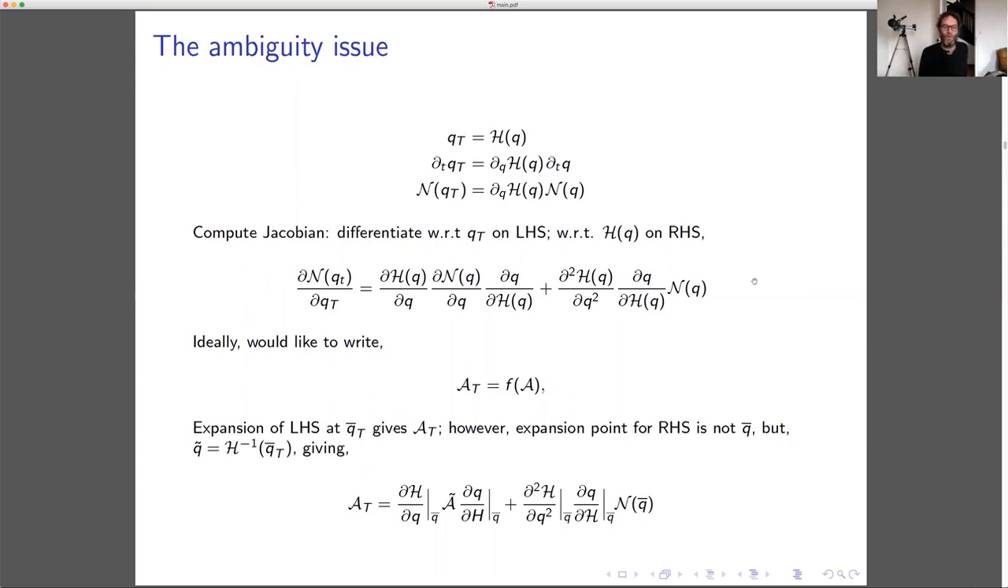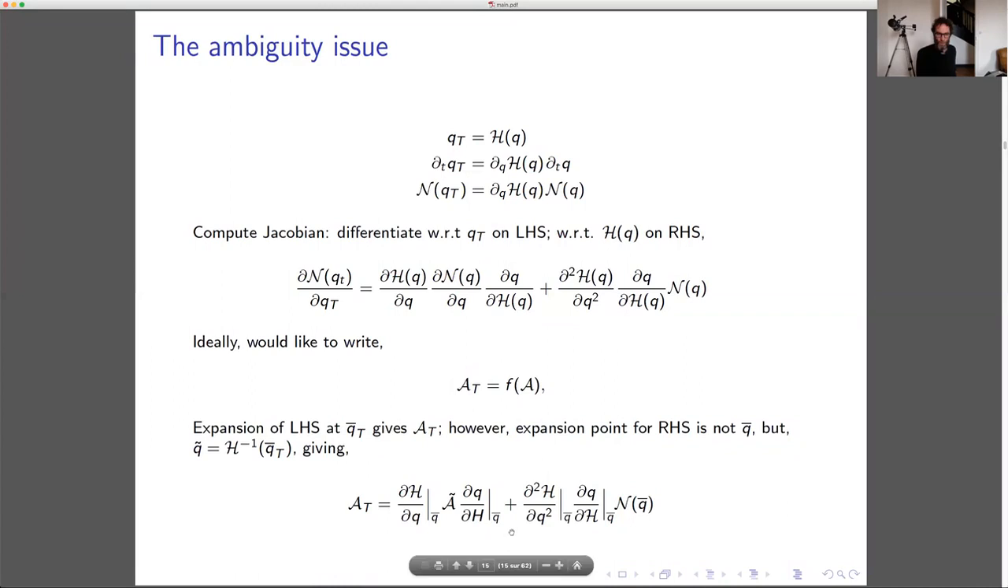And of course, what we're aiming for here is to write down an expression which would give us a relationship between the operator A_t and the operator A. Now, it turns out that that's not as straightforward as we would have liked, because when you expand the left-hand side, you're doing so at the mean of the transformed variables, and that gives you A_t, that's fine, that's what you want. But the expansion point for the right-hand side is not q bar. It's not the time average of the original variable set. It's rather this thing q tilde, which is the nonlinear transform of the average rather than the average of the nonlinear transform. So we'll go beyond this issue in a couple of slides.